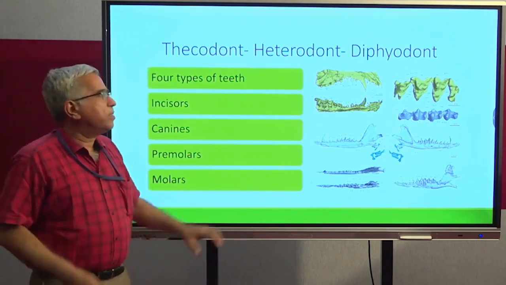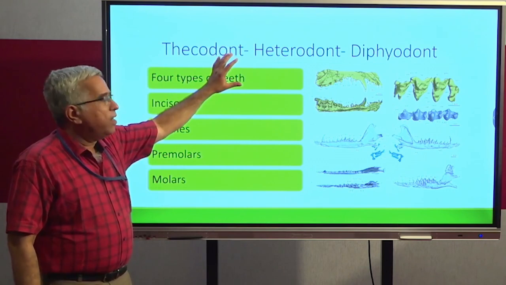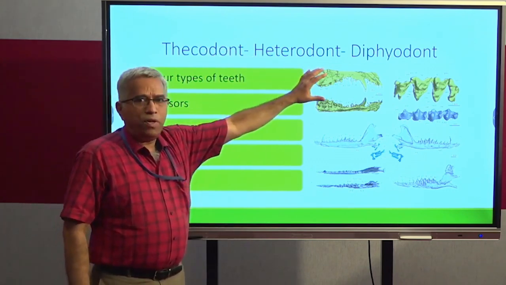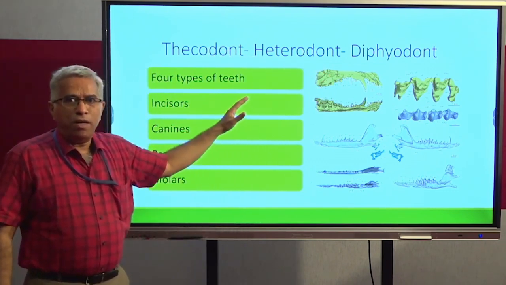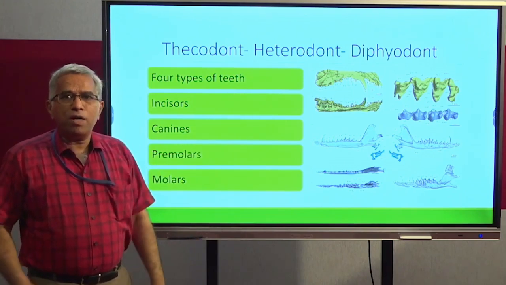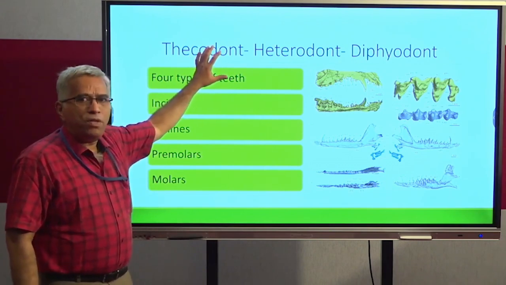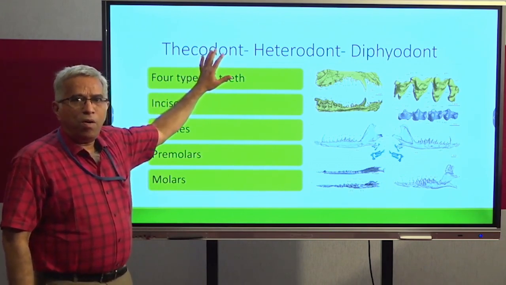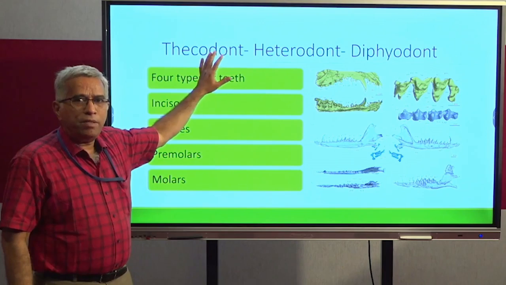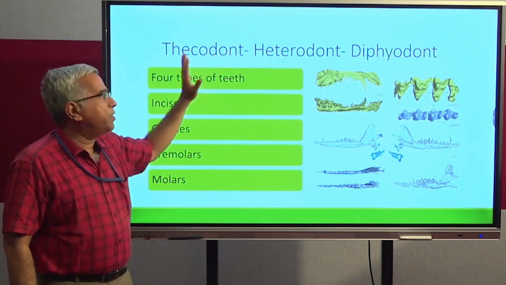Dentition exhibits thecodont design, heterodont and diphyodont. Let me explain what is thecodont. If the teeth are embedded in the sockets of the jaws very strongly, then that dentition is called thecodont dentition. All the mammals invariably exhibit this thecodont dentition.